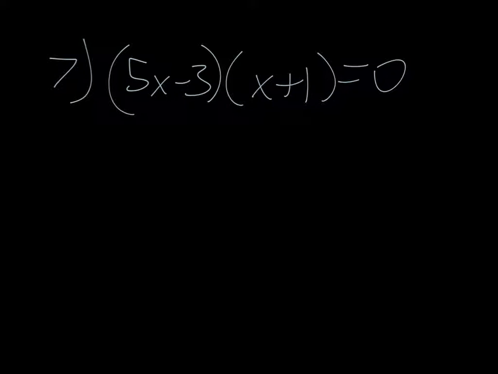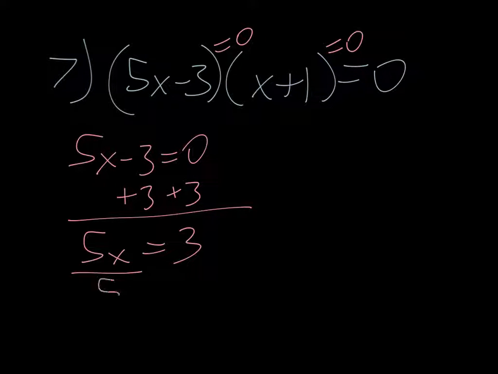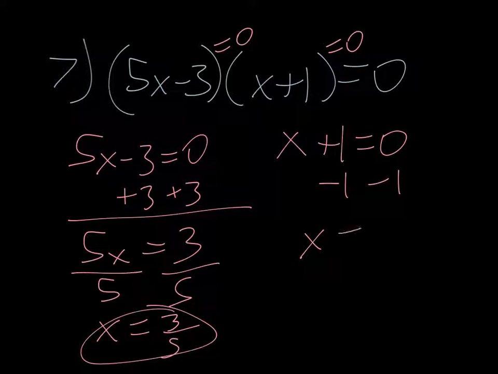Alright, so number 7, this is already factored, so we're going to take advantage that it's set equal to 0. We set both parts equal to 0, and we solve each one. So if I add 3 to both sides, it gives me 5x equals 3, and then I divide by 5, and I get x equals 3/5. It's a fraction, it's okay. Over here I do x plus 1 equals 0, minus 1 on both sides, and I get x equals negative 1. That's my other answer.